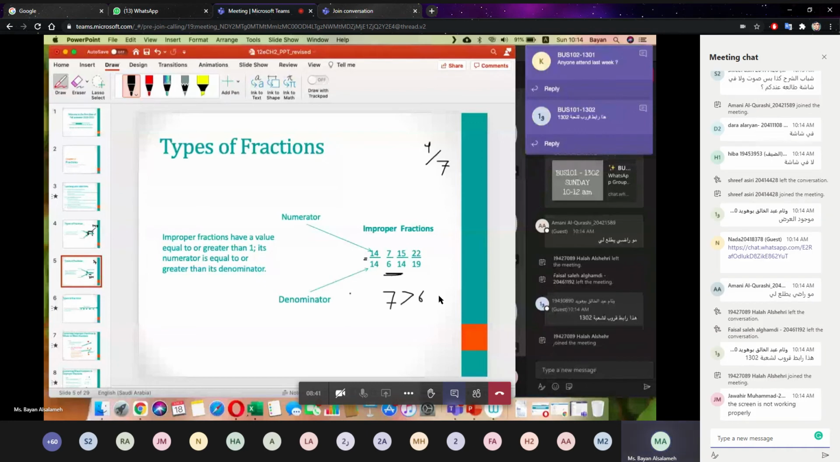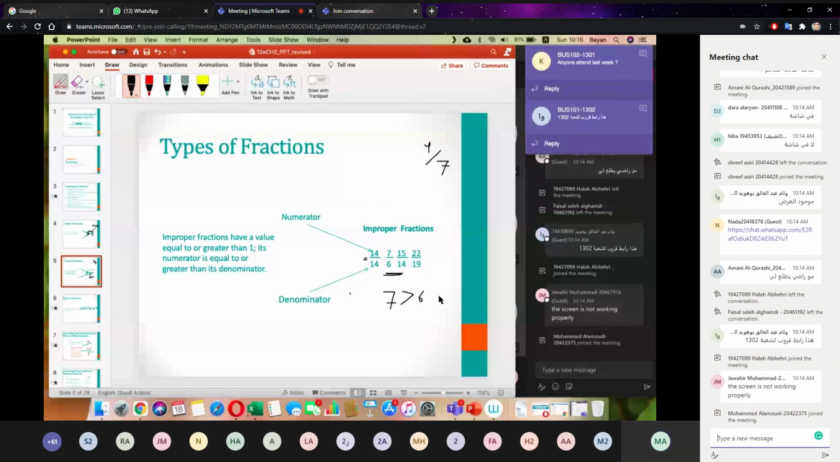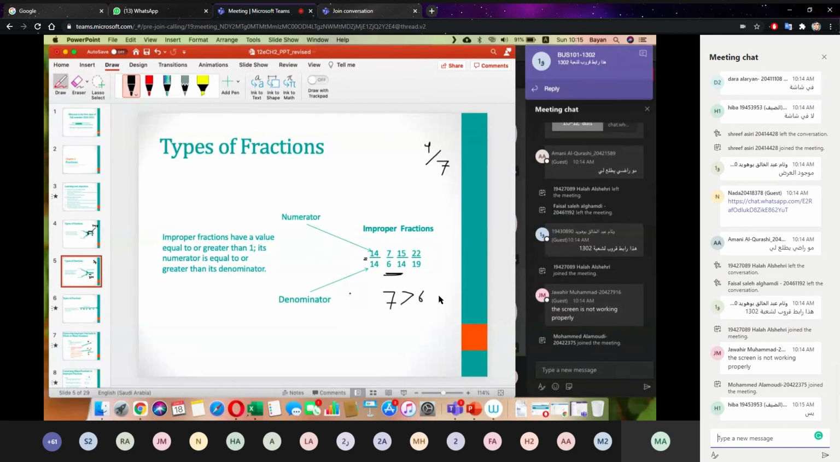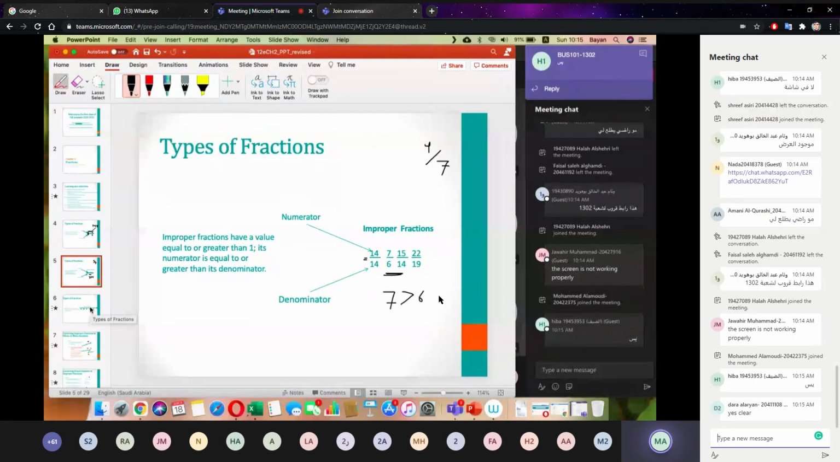Is that clear? Log out and log in again if it doesn't work with you. Is that clear, everyone? The difference between improper and proper fraction?